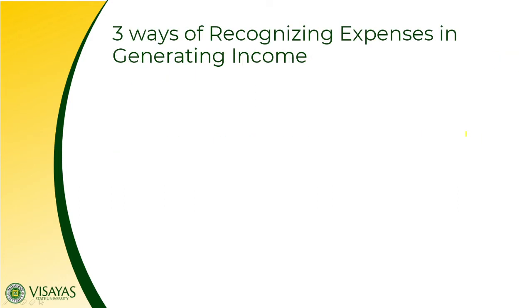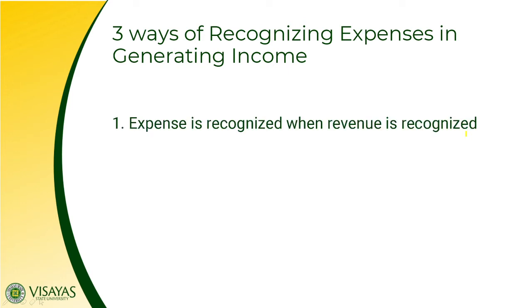There are three ways of recognizing expenses in generating income. The first one is expense is recognized when revenue is recognized, because it is not possible to earn revenue without incurring expenses. If you can remember from our previous lesson, this kind of principle is called the matching principle.